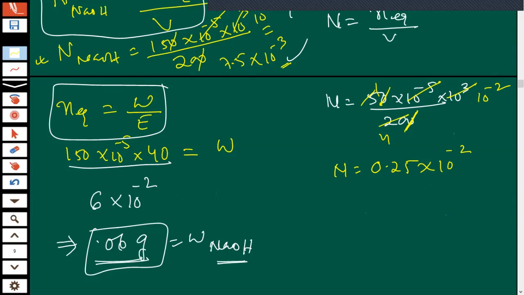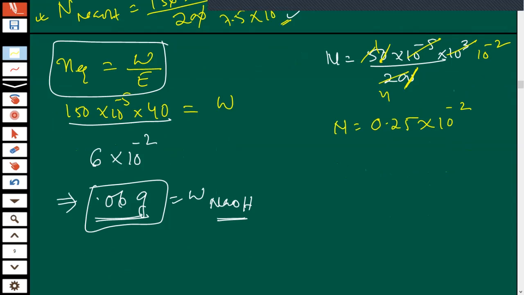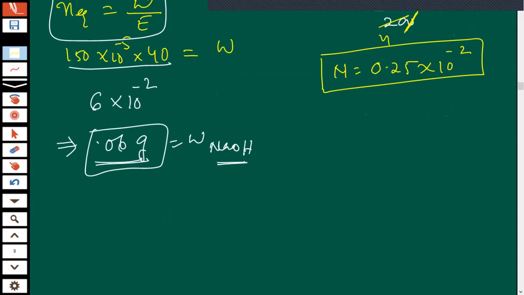So how much will it become? Tell me. 25 into 10 to the power minus 4. It will be easy in calculation. So this is the normality, right?